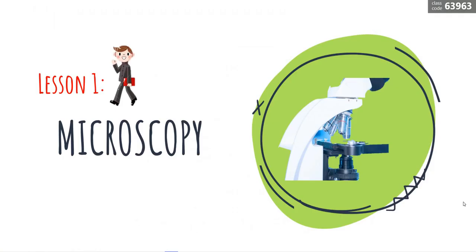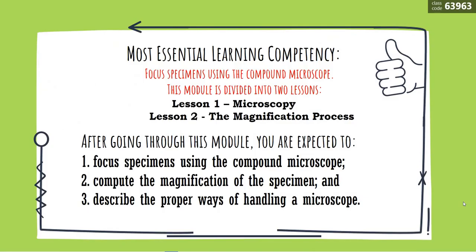Amen. Good morning, everyone. For today, we're going to discuss all about microscopy. Before that, we have the most essential learning competency: focus specimens using the compound microscope. This module is divided into two lessons. We have lesson one for today, microscopy, and lesson two for the next day, the magnification process. After going through this module, you are expected to, number one, focus specimens using the compound microscope, number two, compute the magnification of the specimen, and number three, describe the proper ways of handling a microscope.